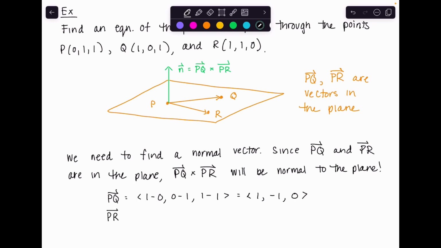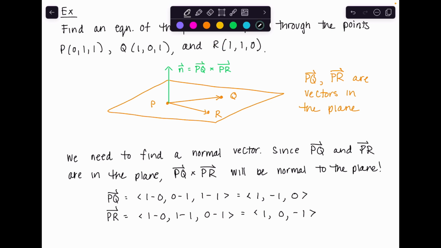And then for the vector PR, I look at these two points now. In my x component, that's 1 minus 0. My y is 1 minus 1. And my z is 0 minus 1. So PR is the vector 1, 0, negative 1.